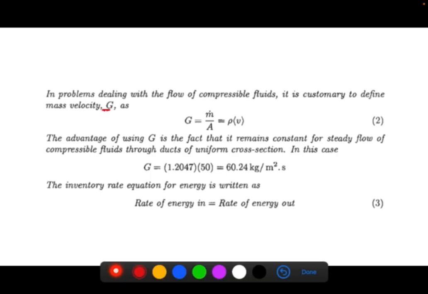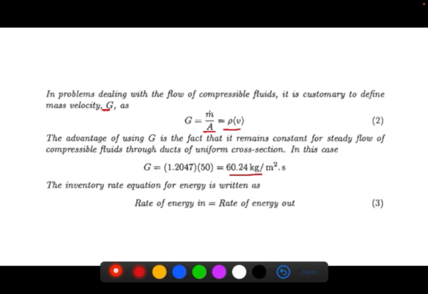In the problem with the flow of compressible fluids, we have to define a component, that is mass velocity, denoted as G. G can be written as G equals to mass flow rate by area or rho into V. The advantage of using G is the fact that it remains constant for steady flow of compressible fluids through ducts of uniform cross sections. So we calculate G as 60.24 kg per meter square per second.